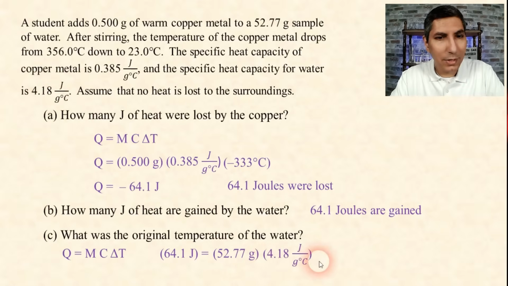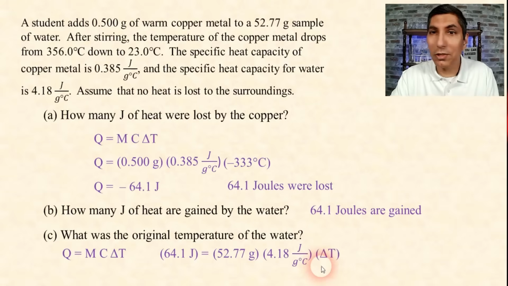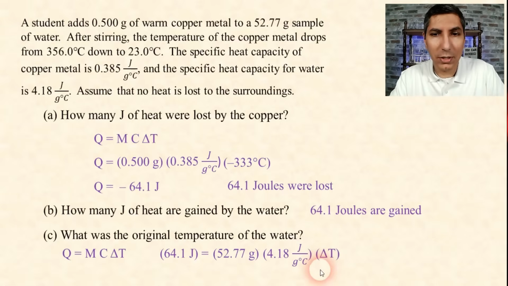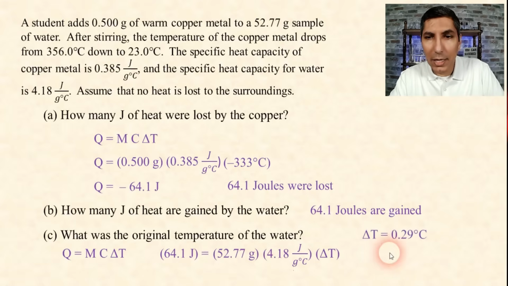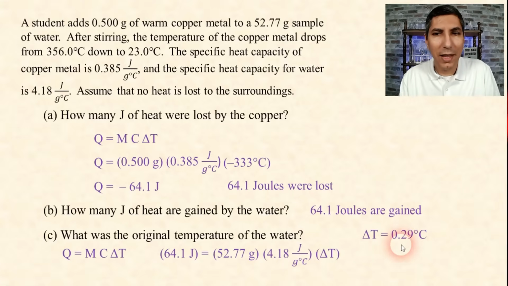And delta T is your change of temperature. And that's what we're solving for here. It says, what was that original temperature? We're going to solve for delta T. So when you key this into your calculator, you find that delta T is about 0.29 degrees Celsius. Now that means that the water temperature went up by about 0.29 degrees Celsius.